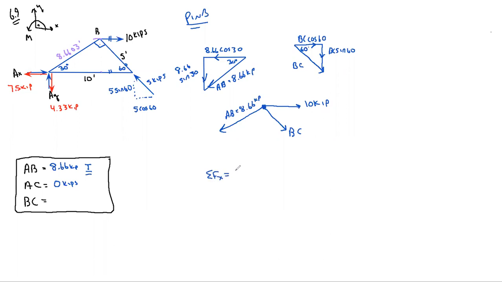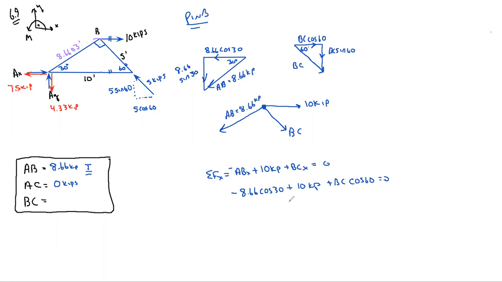So let's see, we've got ABX, which is in the negative direction. We've got 10 kip force in the positive direction. And we've got BCX going in the positive direction. We know what ABX is. It's negative 8.66 cosine 30. We've got the 10 kip force again. And BCX is BC times the cosine of 60, all equal to 0.